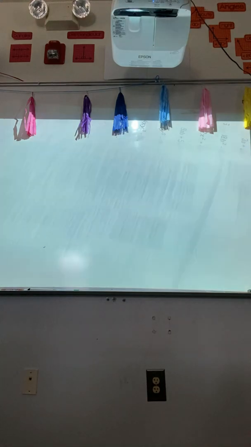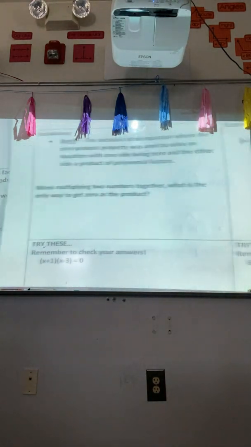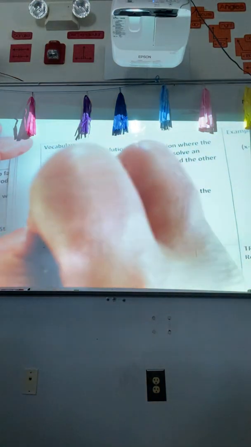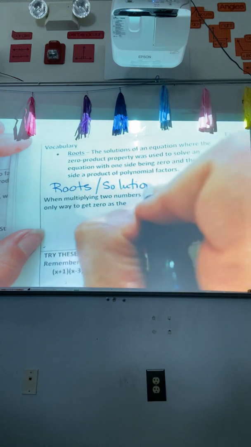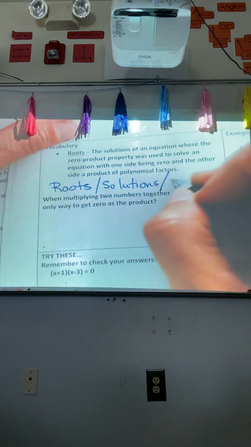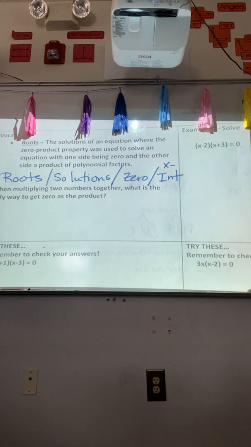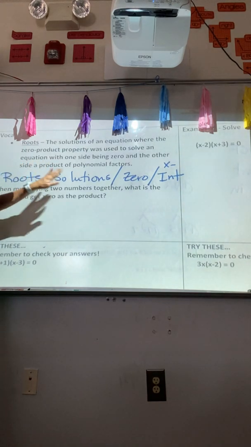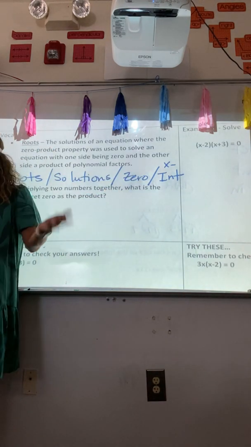All right, so why are we doing this? Because we are trying to solve for something called roots, solutions, and they're also called zeros or x-intercepts. They have a ton of different names. Roots, solutions, zeros, x-intercepts. Roots are actually your factors. Solution, zeros, x-intercept. Those are all x equals a number.